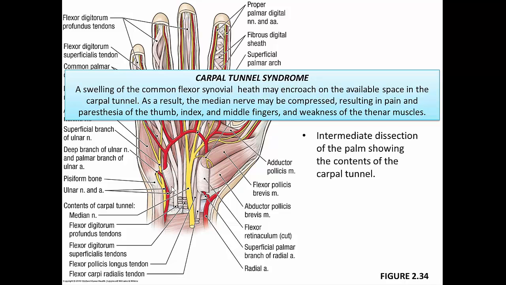Here's a little blue box about carpal tunnel syndrome. Usually a swelling of the common flexor synovial sheath could encroach upon the space that is available in the carpal tunnel. The problem with that is that you also have the median nerve that travels right through here. If you compress the nerve, you will have pain and paresthesia. Paresthesia comes from para and aesthesia, which is strange or abnormal sensation, tingling or pain, as I said, in the index, thumb, and middle fingers, and also weakness of the thenar muscles, as these are innervated by the median nerve.